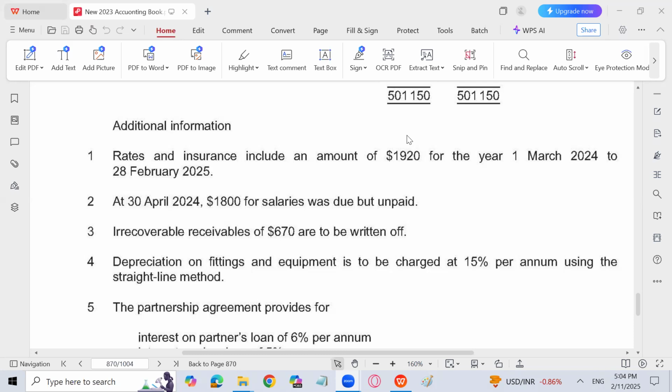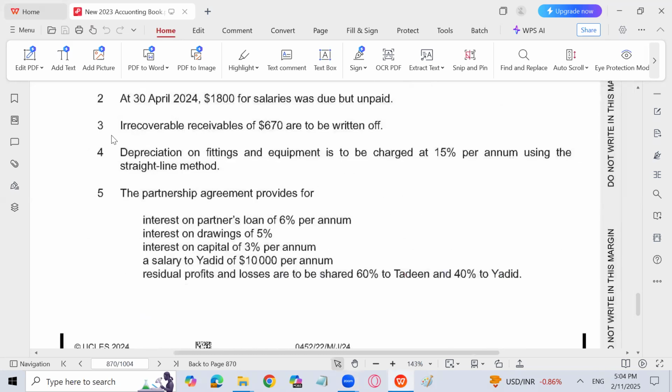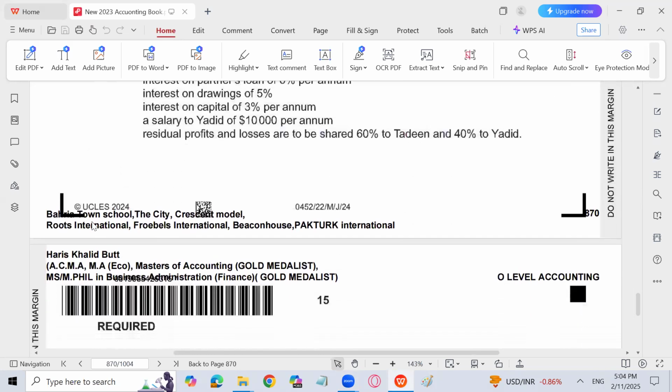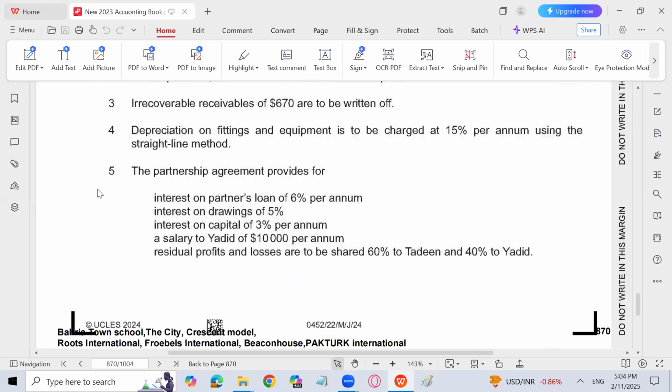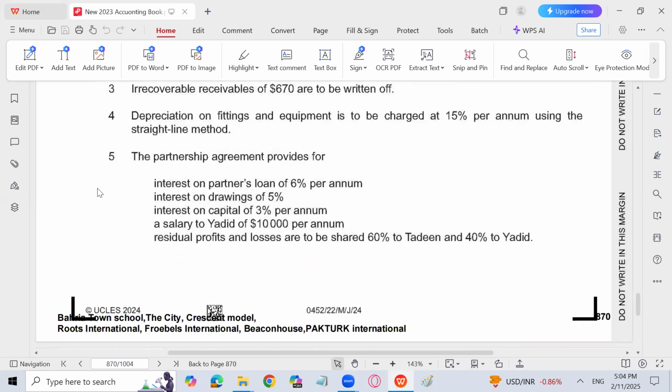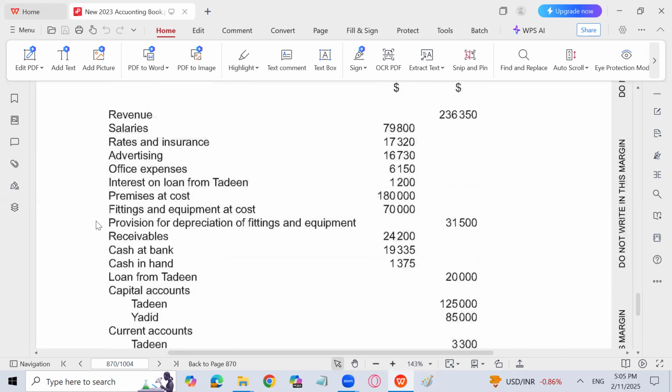Today we are going to solve a question of partnership, and this question has come in May June 2022. This question is from O level or IGCSE accounting, May June 2022, and the topic is partnership. Let's read the question.